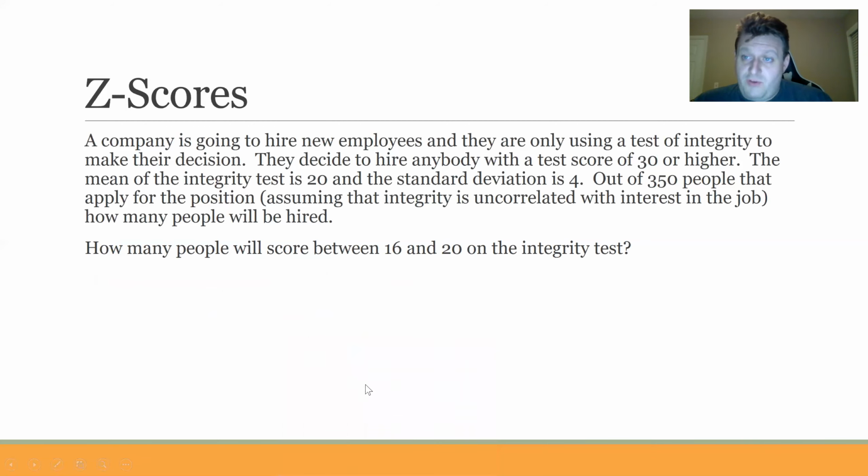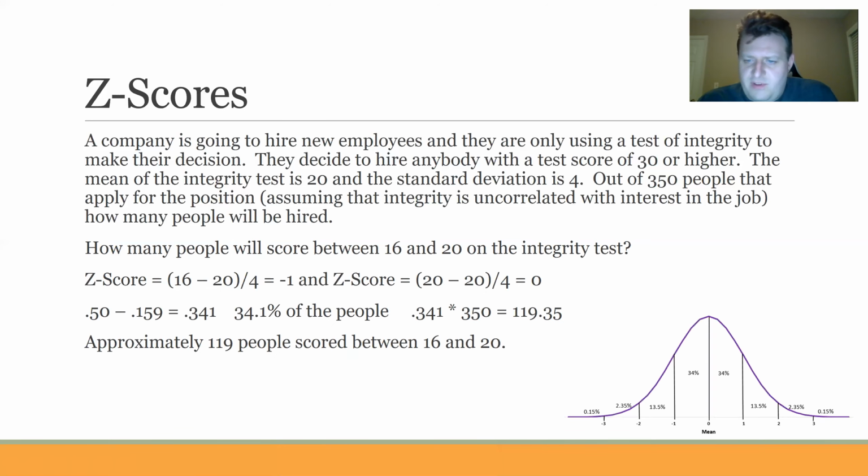Okay, here's the hardest z-score problem you're going to get. How many people score between a 16 and a 20 on that integrity test? Ooh, instead of using, do I have my normal distribution? There we go.